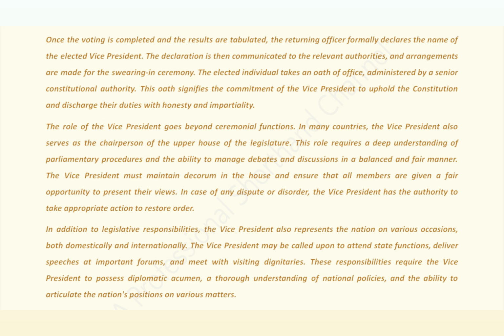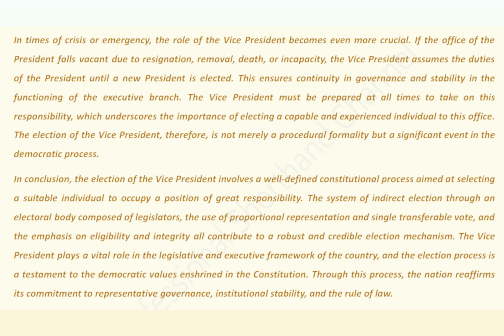In addition to legislative responsibilities, the Vice President also represents the nation on various occasions, both domestically and internationally. The Vice President may be called upon to attend state functions, deliver speeches at important forums, and meet with visiting dignitaries. These responsibilities require the Vice President to possess diplomatic acumen, a thorough understanding of national policies, and the ability to articulate the nation's positions on various matters.